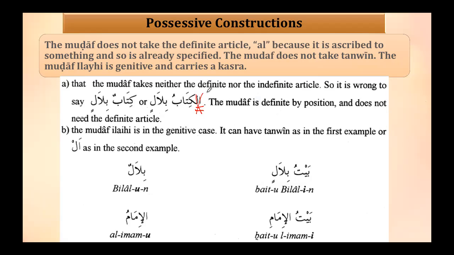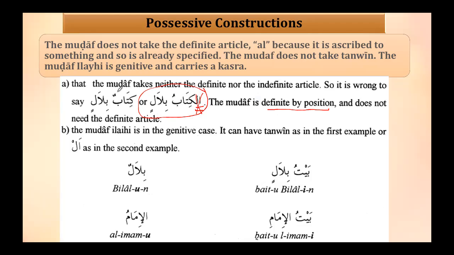Because you're looking at this construction together, Kitabu Bilalin, the book belongs to Bilal. So automatically this kitab is definite. It doesn't need that al in front of it to make it definite. So that's what it means by definite by position. It is definite because it belongs to Bilal. By nature, it is definite. The al is redundant. It's extra. You don't put it because it's already definite. So it would be wrong to put that al in there.